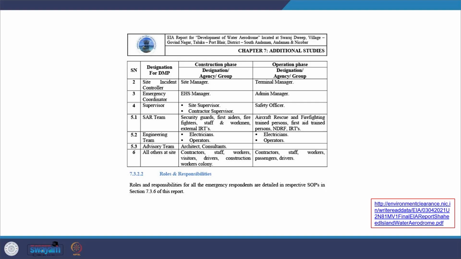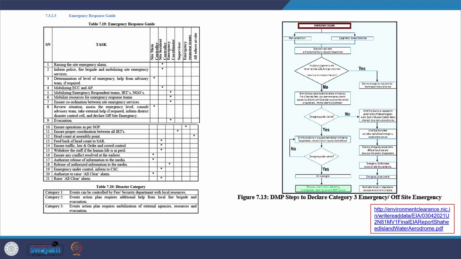So you see the disaster management organization, how it works and what kind of response plan they have, and how each one would be responsible for what kind of responding and taking care of the activity. They have prepared an emergency response guide, which will help them take action as and when any kind of mishap happens. You can see this table, the emergency response guide, as well as the steps to declare a category 3 emergency, off-site emergency. So how they would be doing that, these will be the procedural aspects.